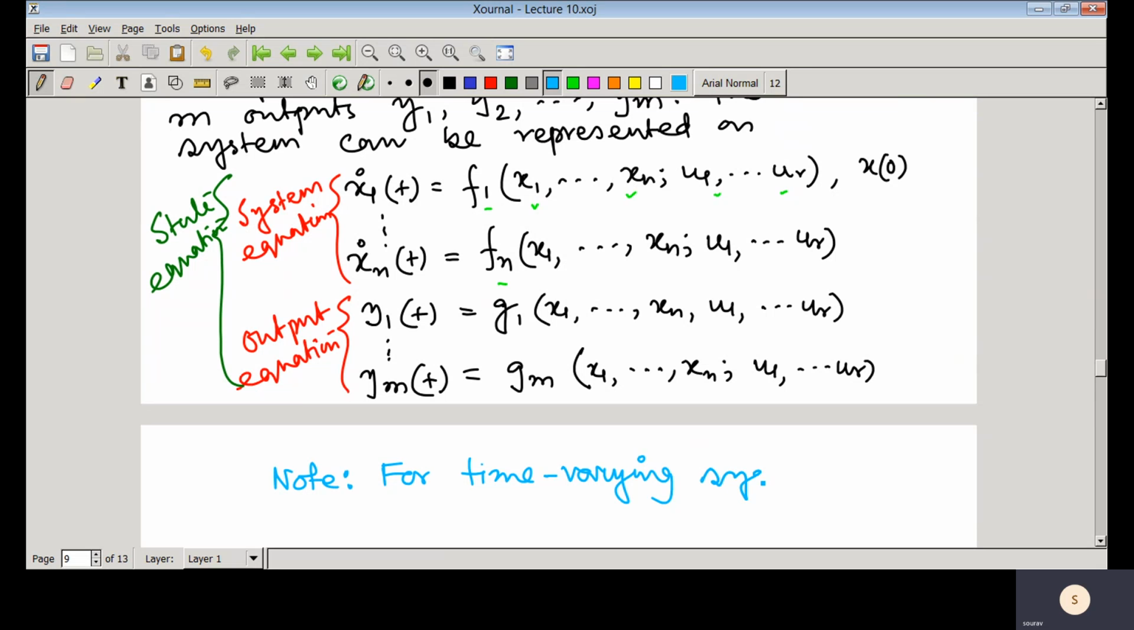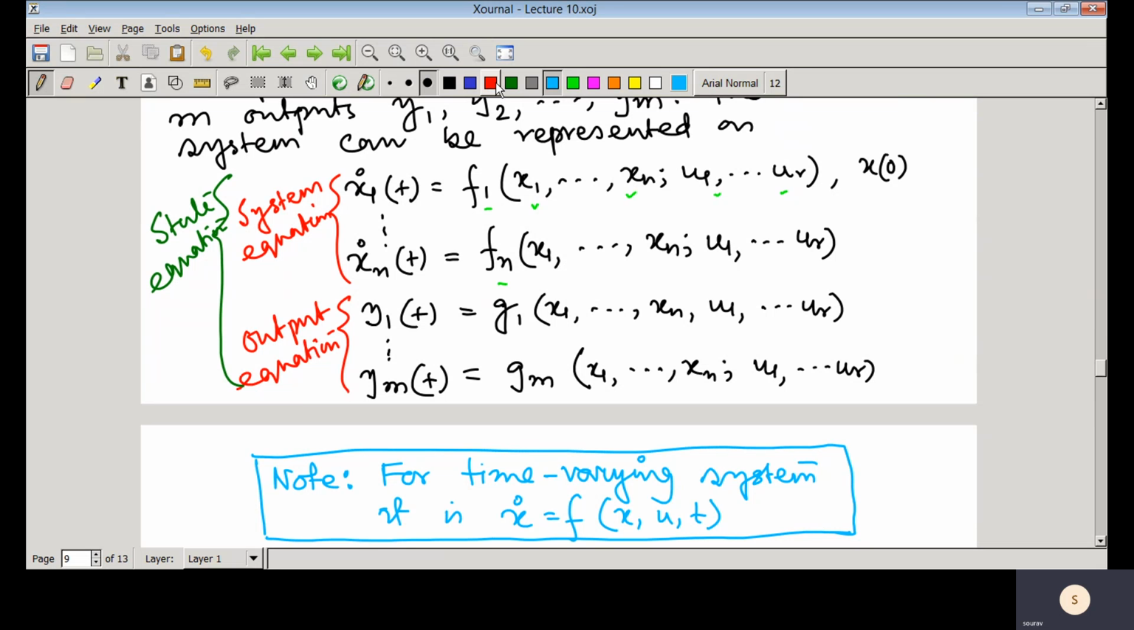For a time varying system, the state equation is x dot equal to a function of x, u and t, and here you can note that the state equation explicitly depends on the time t along with x and u. That is the difference between the time varying and time invariant case. In this case, as it is time invariant, it does not depend explicitly on t.